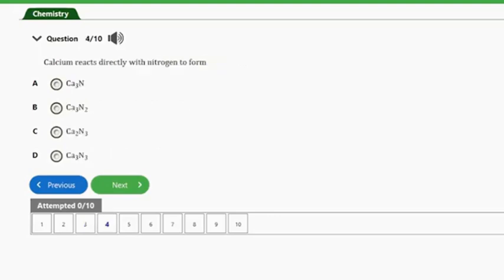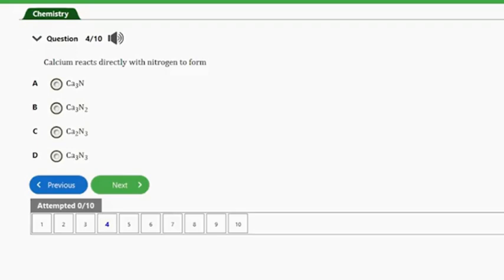So let's quickly look at the next question. Question number 4 here. It says, calcium reacts directly with nitrogen to form A, Ca3N, B, Ca3N2, C, Ca2N3, and D, Ca3N3.